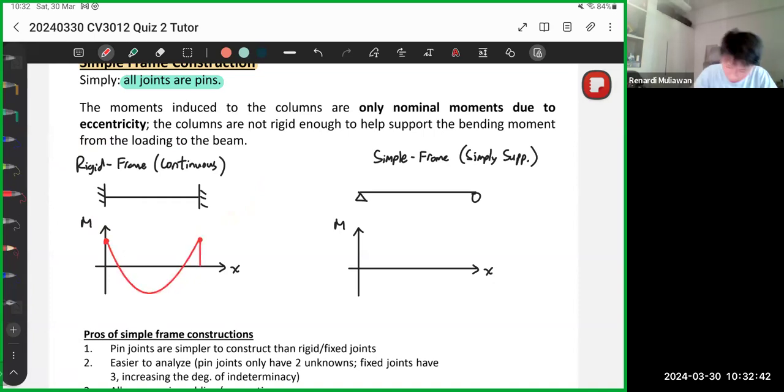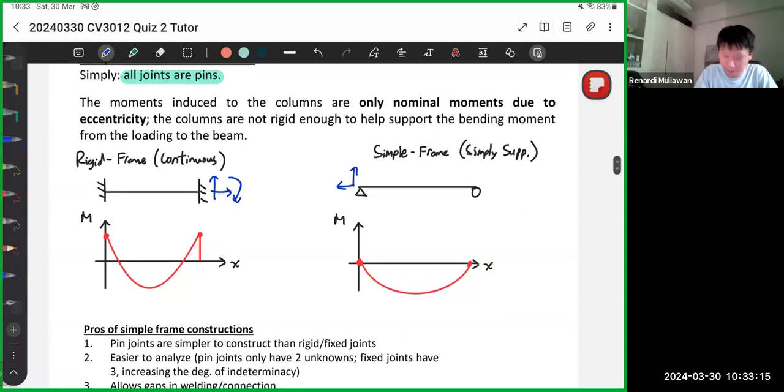It should look like this. While for simple frame construction, it should look like this. So the main difference between the two is that for rigid frame constructions, since the end is rigid, or fixed, it has a bending moment. Remember, for a fixed one, they have this, then also the bending moment. While this one doesn't have a bending moment, just these two. Okay, no bending moment. So this implies the BMD.